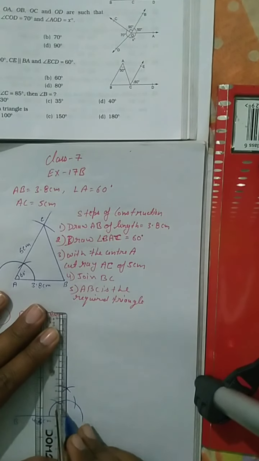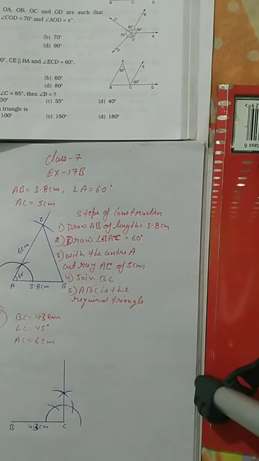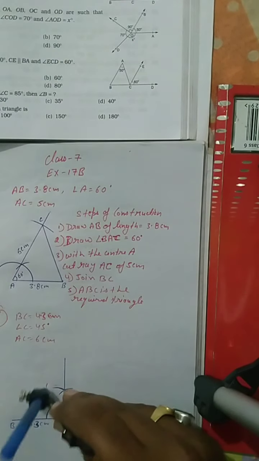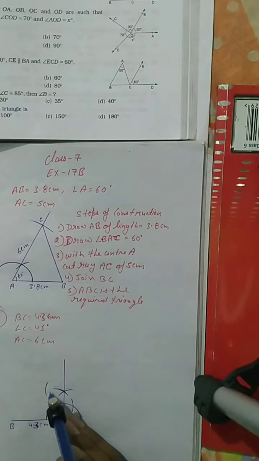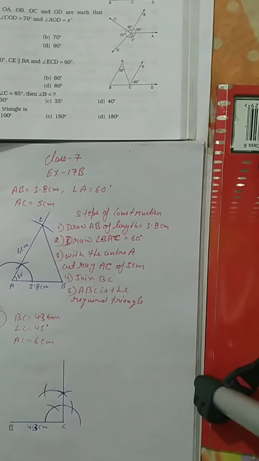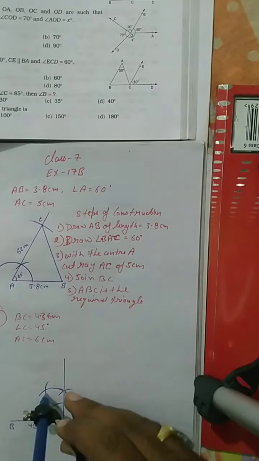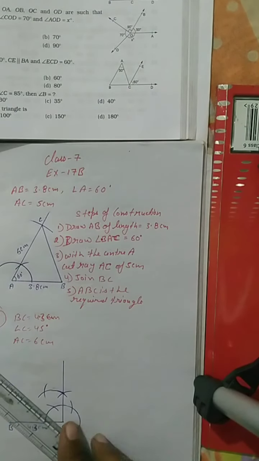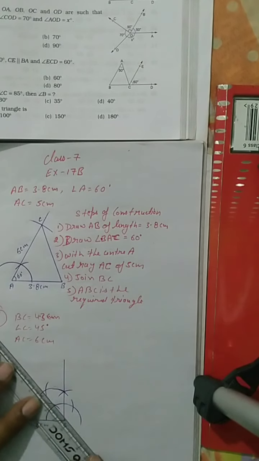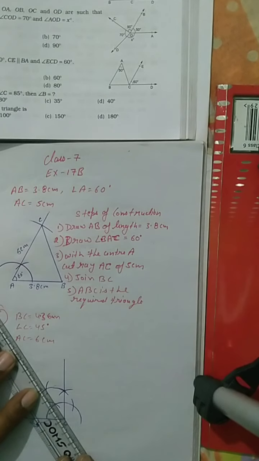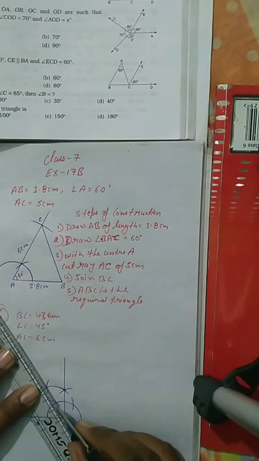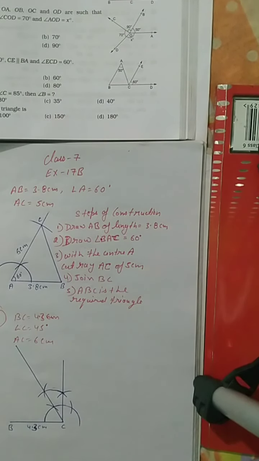It is your 90 degree angle, and from this you don't have to change the arc, and you have to cut it here to draw an angle of 45 degree. This is your 45 degree. You have to take one cut from here and second one from here, then join it. This is your 45 degree angle. Join it.